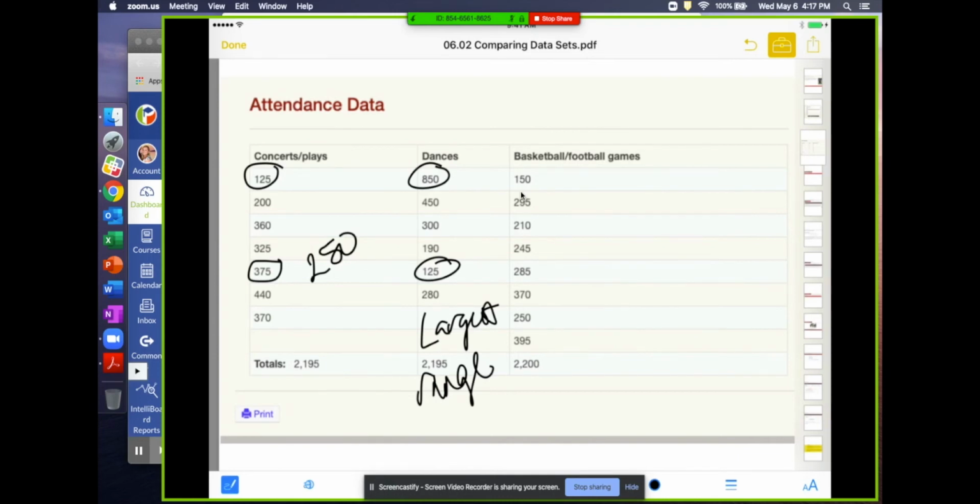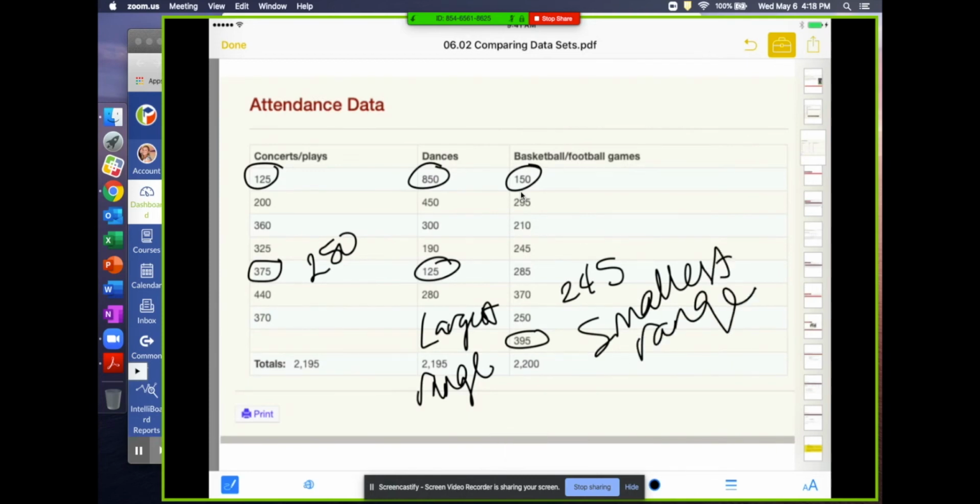Whoops, guys, I made a mistake when I was doing that. It's not 250, but basketball, football games goes from 395 to 150, which is 245. So the largest range is dances. The smallest range is definitely going to be basketball slash football games, because I did make a mistake with the concerts and plays. That should be 440 minus 125 for that one.